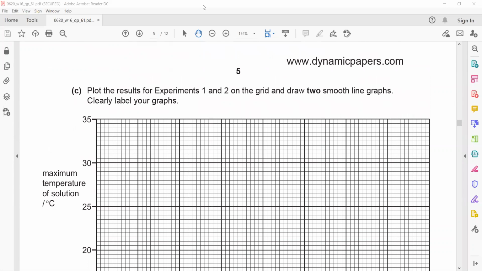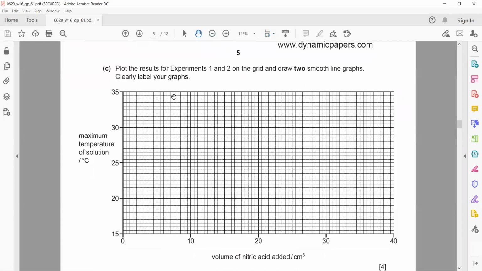Now what we have to do, plot the results of experiment 1 and experiment 2 on the grid and draw two smooth line graphs. When they use the term smooth line graphs, you don't have to use a ruler or a scale. You just have to draw freehand. Just join the points with each other.